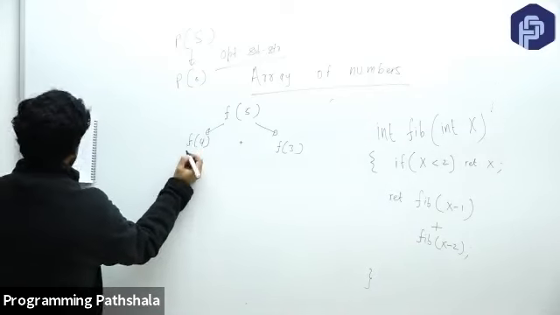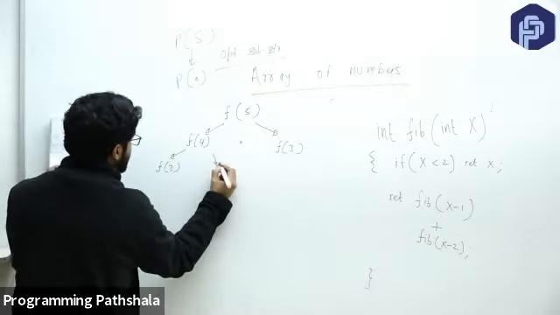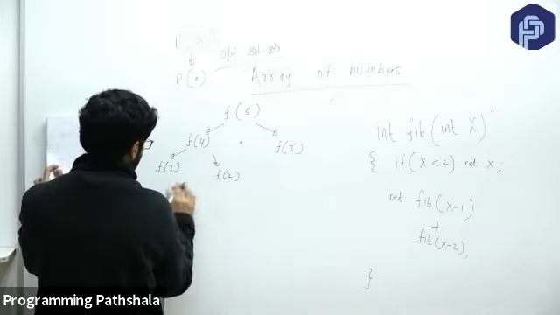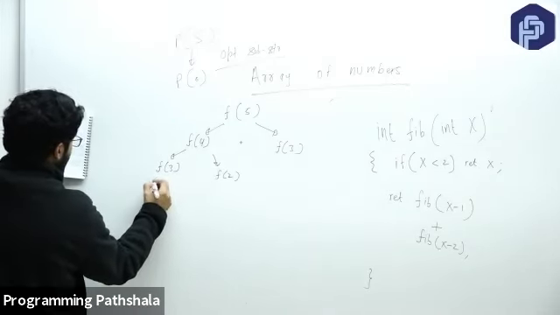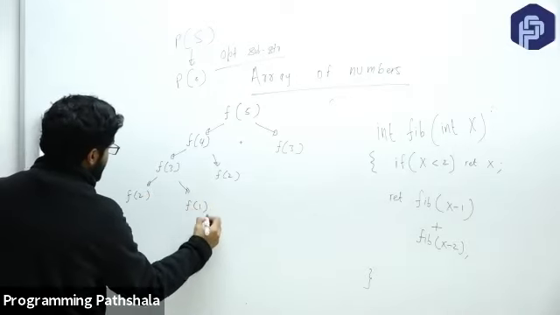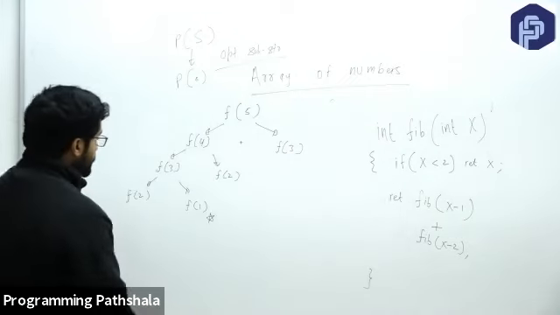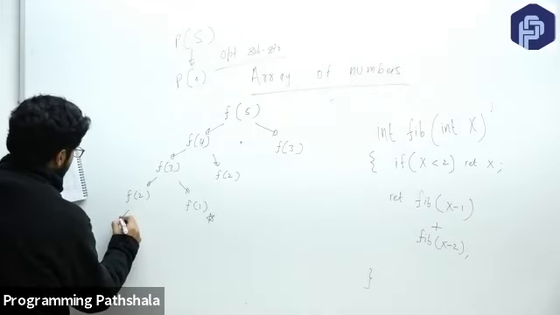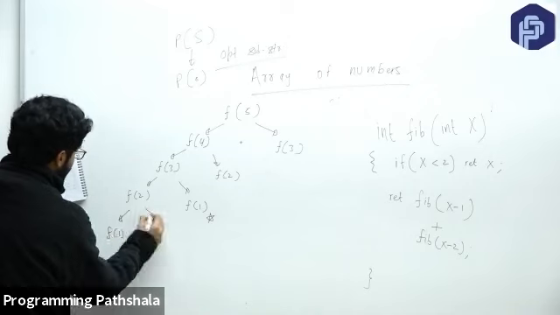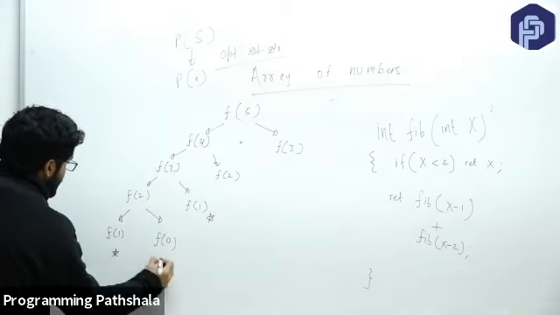Okay, this f of 4 is going to call f of 3 and f of 2. And this f of 3 is going to call f of 2 and f of 1. This f of 1 is going to be a termination condition. I'll simply return 1 over here. This f of 2 is going to call f of 1 and f of 0. These will be termination conditions.